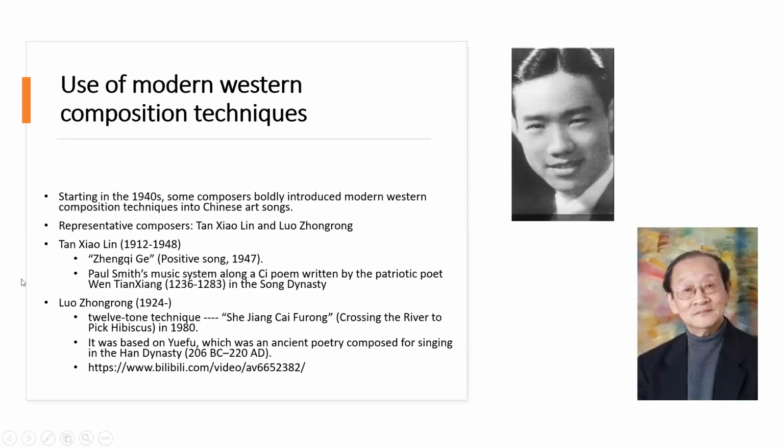So the first one, Pan Xiaolin, as early as the 1940s, he composed the 正气歌, meaning Song of Righteousness, in 1947. He used his teacher Paul Smith's music system and set the classical style poem written by famous poet Wen Tianxiang in the Song Dynasty.